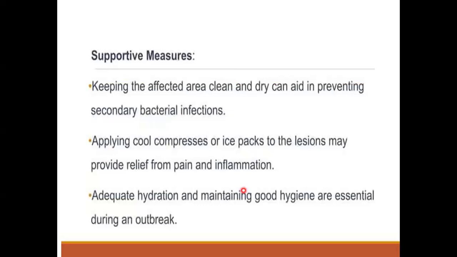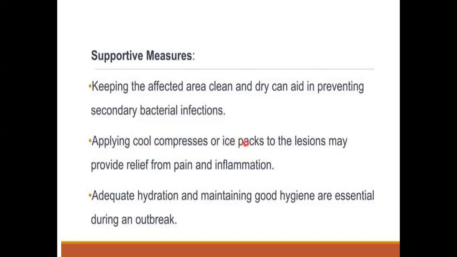Then we have supportive measures. Keeping the affected area clean and dry can aid in preventing secondary bacterial infections. So secondary bacterial infections can occur in areas where there are sores. So you can find bacteria that are found in the mouth that are part of the normal flora. So normal flora means that they are part of the bacteria that reside in the mouth but do not cause disease. So when you're in a state of being immunocompromised and then you get the herpes infection, this bacteria can start multiplying and then you get more bacterial infections. It can also be fungal.